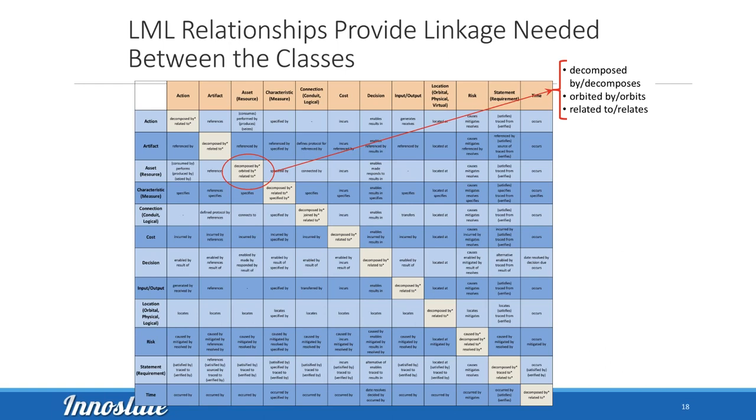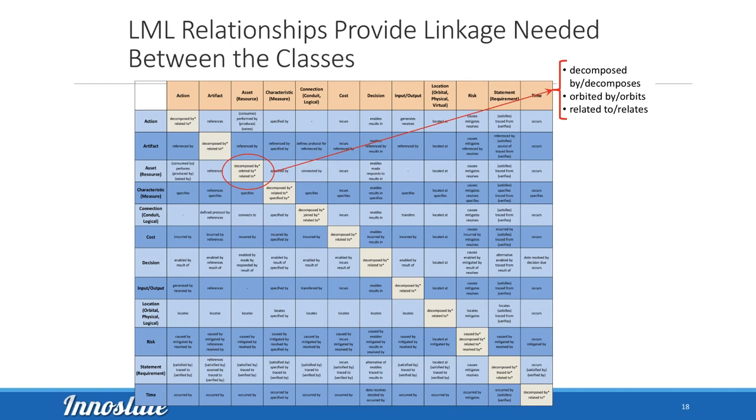So for example, what we pulled out of it is an asset to another asset can be decomposed by, of course, orbits or orbited by. And that's an interesting one because the location entity, one of the location elements I didn't mention, was orbital. And so it turns out that has a very different kind of relationship. The sun's not decomposed by the earth. So what's that relationship between the sun and the earth? Well, orbits. It fits that much better. And of course, related to relates. So those are pretty common throughout. So that gives you an idea. You can read the table. There's a lot of information here.